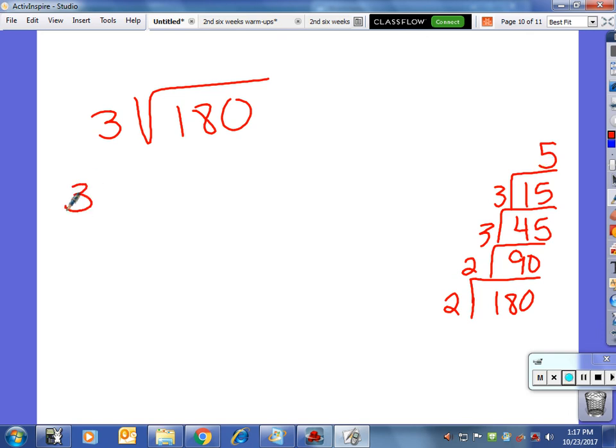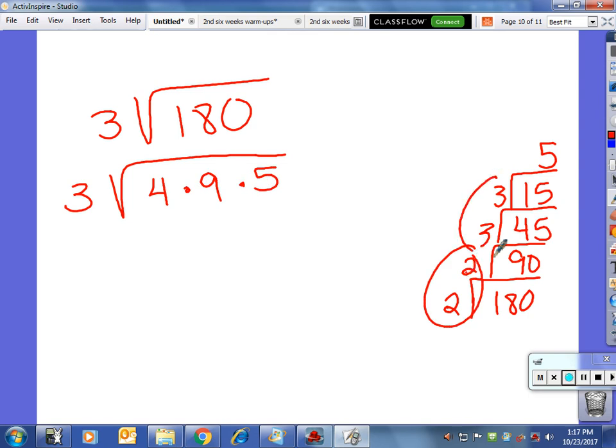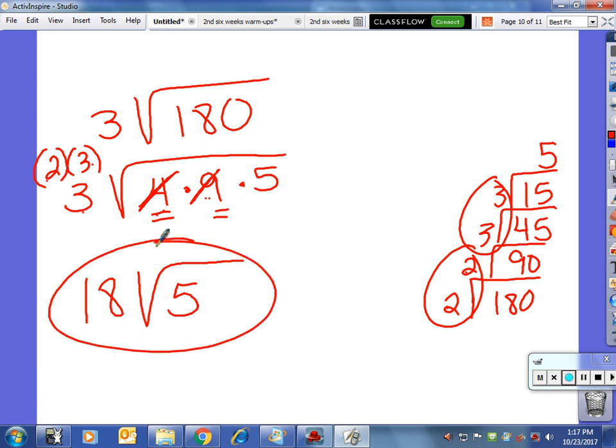Okay, now I found 2 perfect squares hiding in there. Hopefully you did too. 4 times 9 times 5. Remember, every pair makes a perfect square. 2 times 2 is 4, 3 times 3 is 9, and then we have that lonely 5 left over. Now, there's already a 3 out here. It's going to multiply by whatever happens when I take the square root of 4 and the square root of 9. What's the square root of 4? 2, so a 2 is going to come out. What's the square root of 9? So a 3 is going to come out. So I have a 2 times a 3 times a 3. 18. What stayed inside? That's my answer.